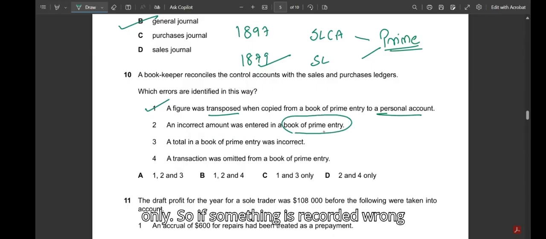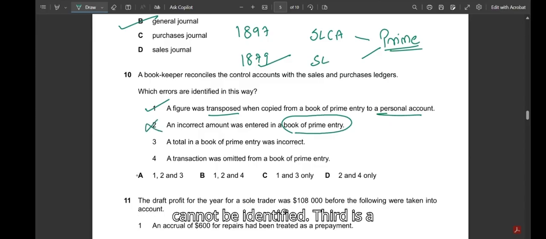So if something is recorded wrong in the books of prime entry, the same amount will be recorded in the sales ledger control account and the sales ledger. So this cannot be identified. Third is a total in the book of prime entry was incorrect. Remember the book of prime entry, that is the sales journal, the totaling mistake was there. Obviously if a totaling mistake is there, that will not match with the individual personal accounts in the sales ledger. So in this case it can be identified.